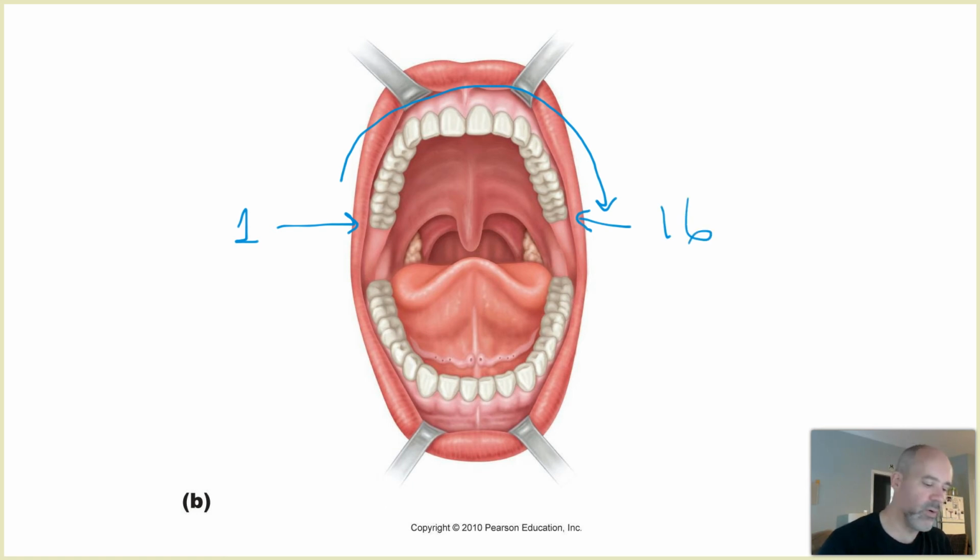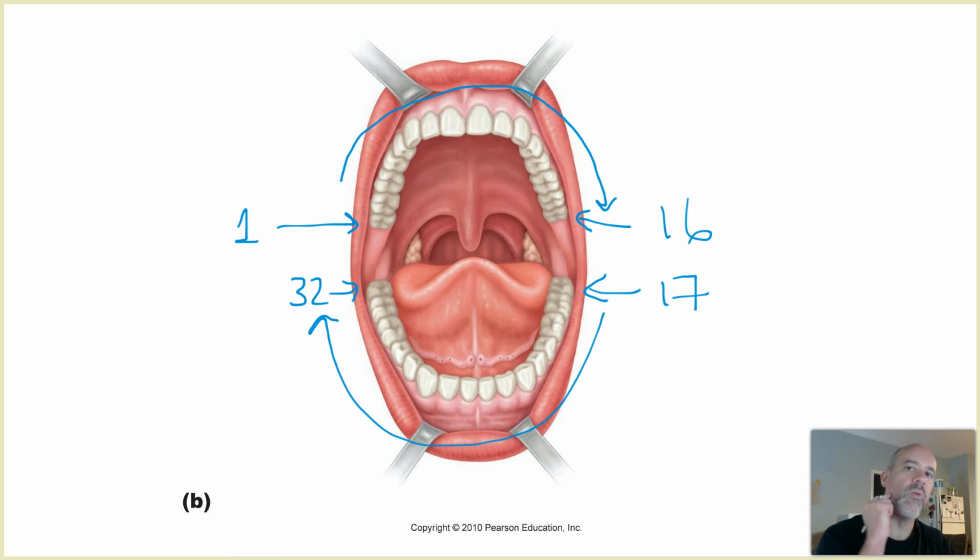Then you drop down to the lower jaw. Tooth number 17 is way in the back on the left hand side. And then you circle all the way back around, and tooth number 32 is lower jaw, way back over here on the right hand side. So that's how your teeth are numbered.